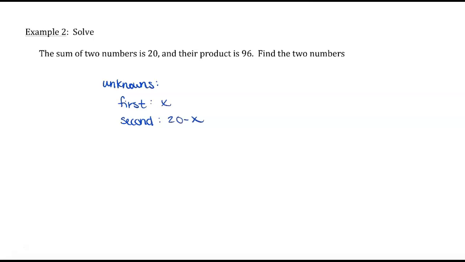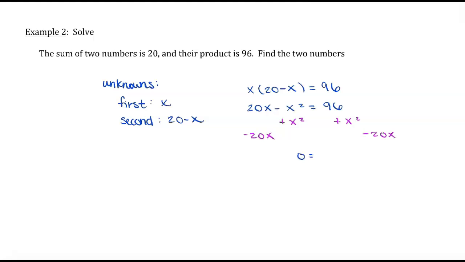Knowing that the product of these two numbers is 96 leads us to the equation x times 20 minus x is equal to 96. And we know how to solve equations like this for x. Multiplying on the left, we have 20x minus x squared equals 96. And collecting all of our terms on one side of the equation, we can add x squared to both sides and subtract 20x from both sides. This gives us the equation 0 equals x squared minus 20x plus 96.